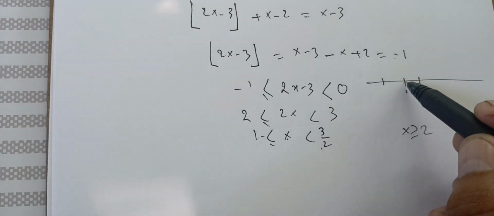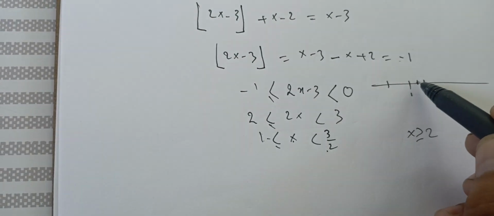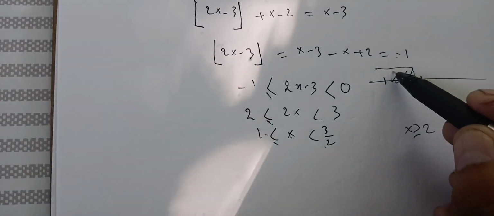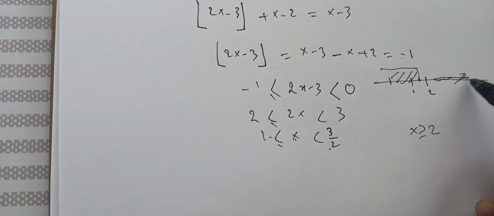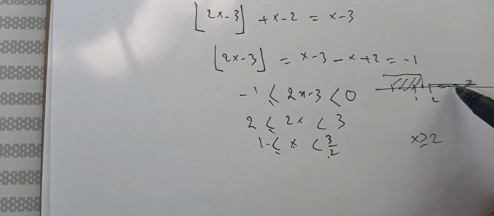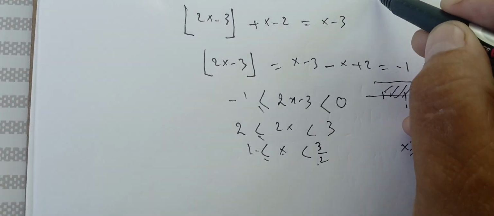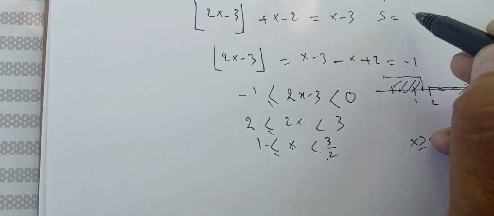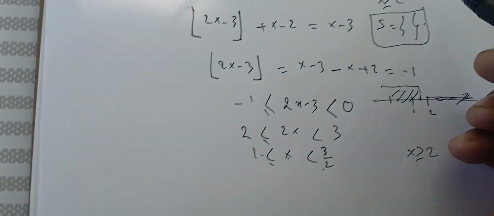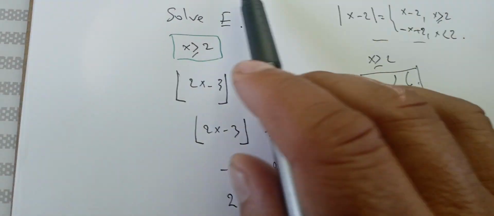So x is between 1 and 3 over 2, which is 1 and a half. So x is in here and x is in here. So there is no intersection between the two. Therefore, the solution for this case, when x is bigger than 2, is the empty set. There is no value that satisfies this equation.